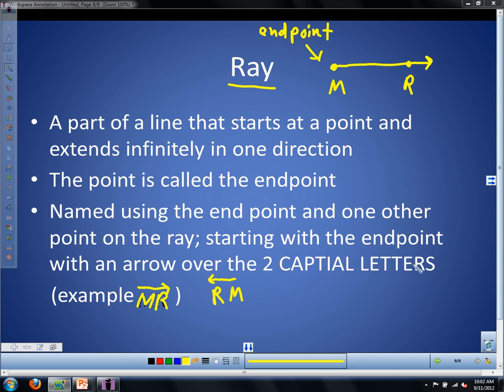Questions on ray? And how we name them? So this would be a good drawing for a ray. For a characteristic, you could talk about how it's named, that the point here is called the endpoint. Those are important facts or characteristics.